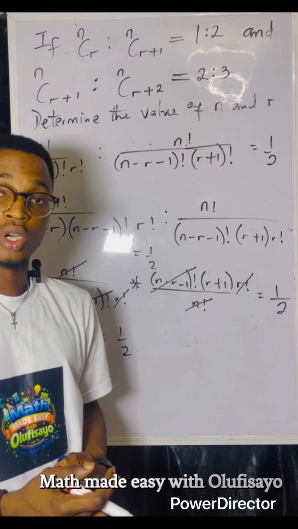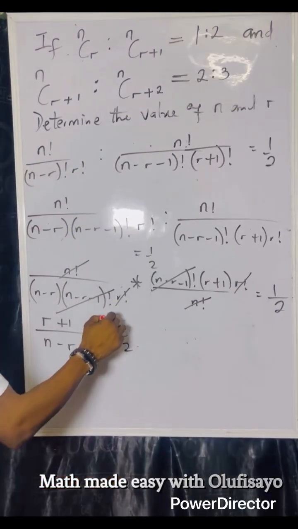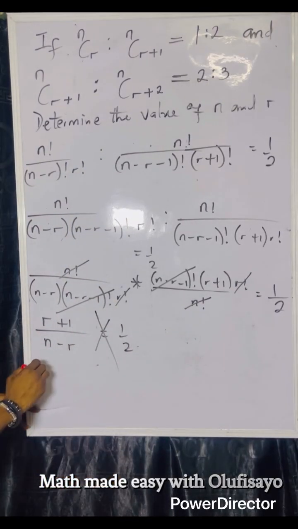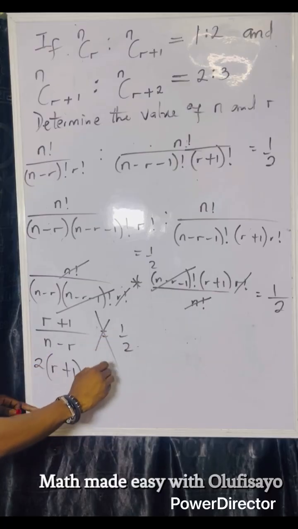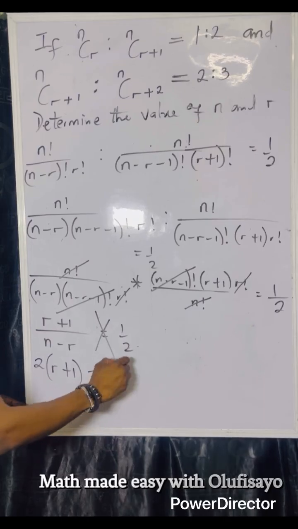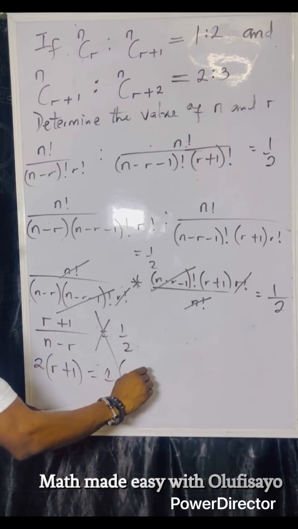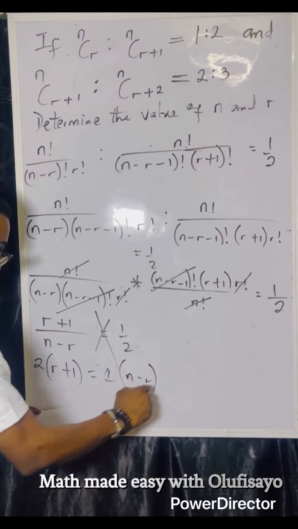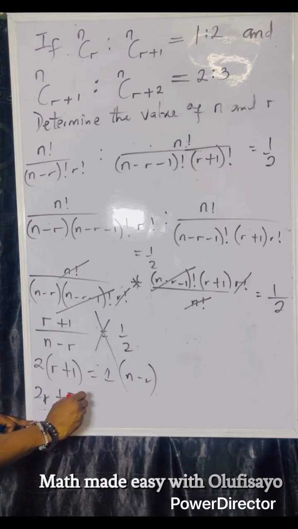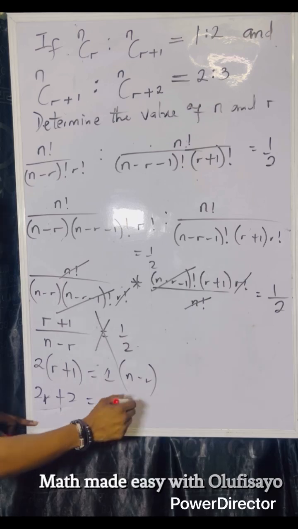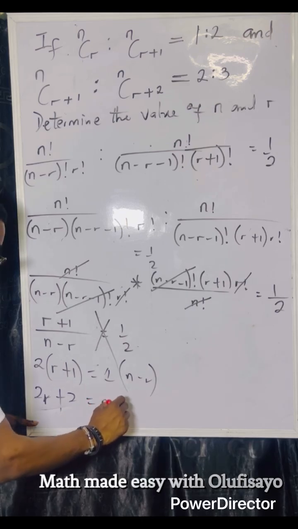So what we need to do is to cross multiply. If I cross multiply, r plus 1 at the numerator, multiplied by 2, will give us 2 into (r + 1) equals 1 multiplied by (n - r). Now 2 times r will give us 2r, plus 2 times 1 will give us 2, equals all these times 1, which gives us the same value, n - r.